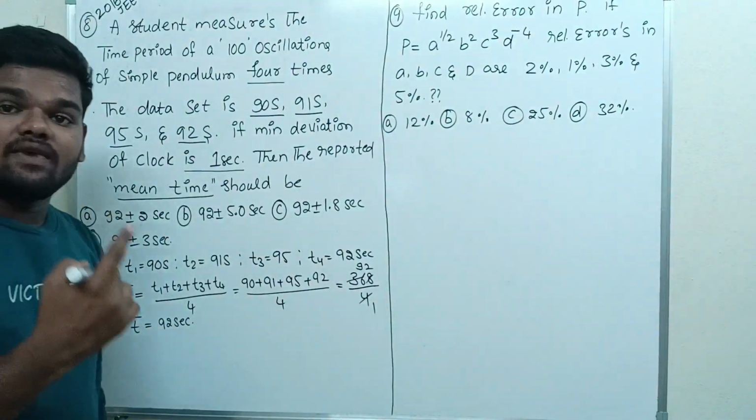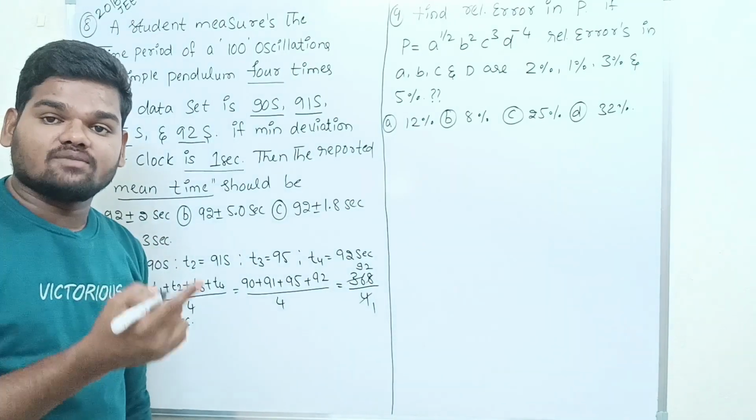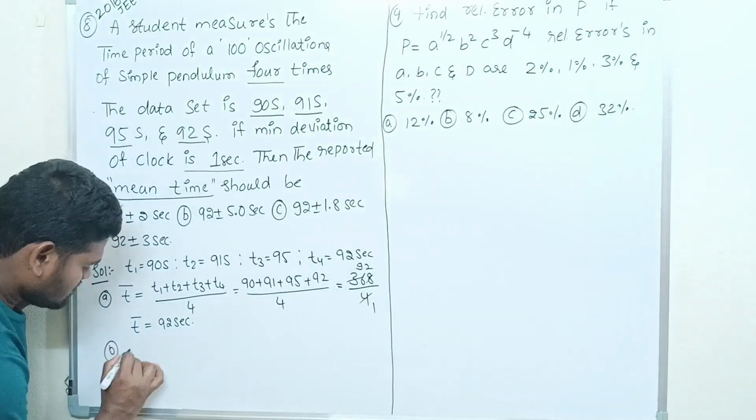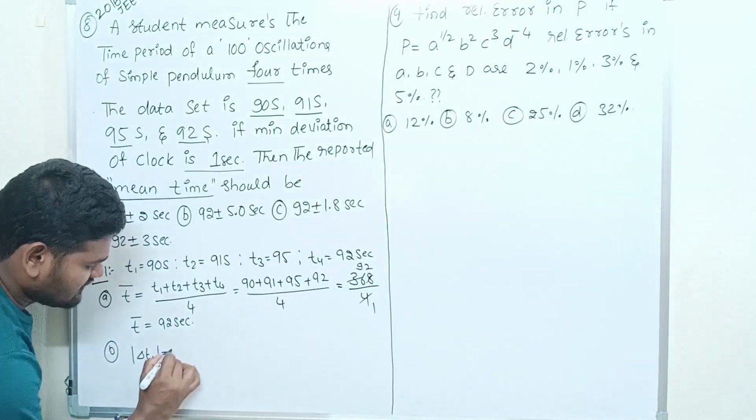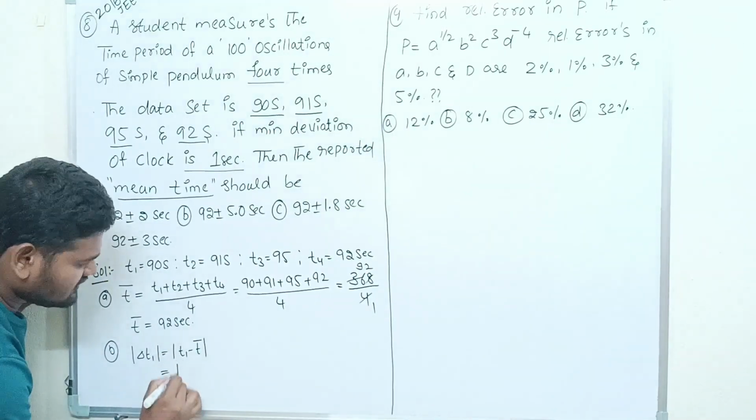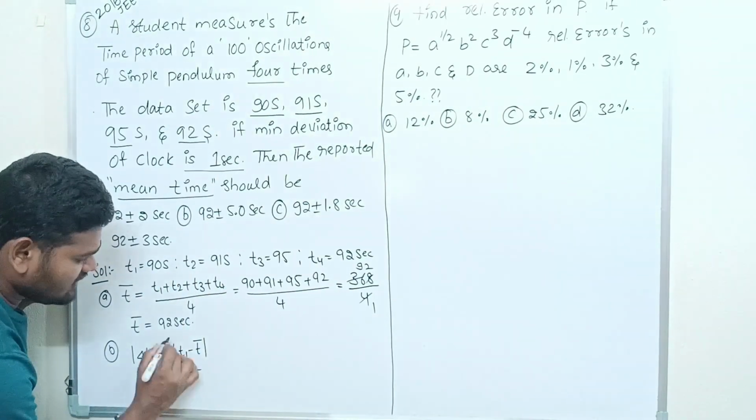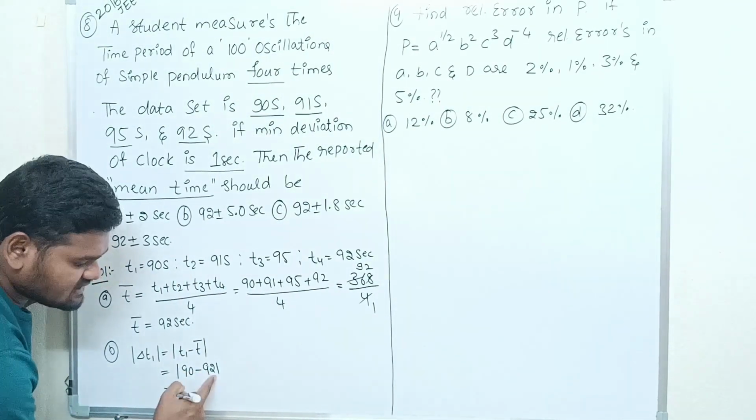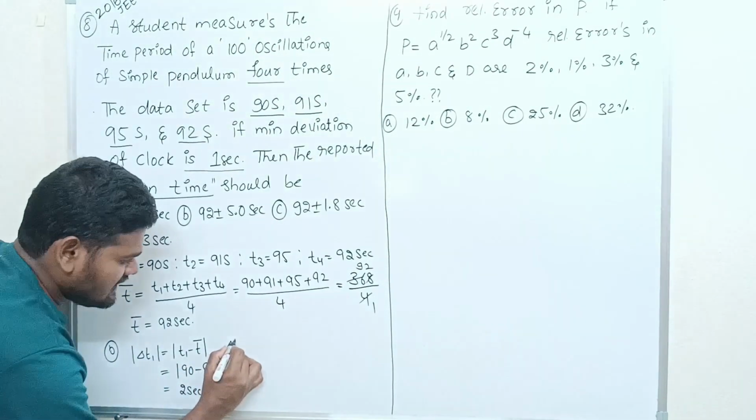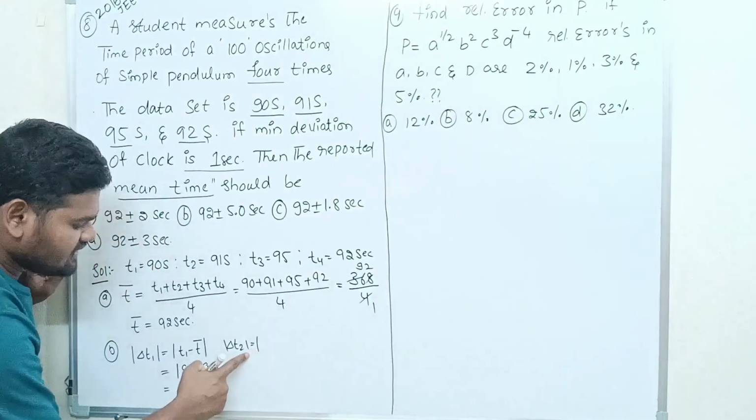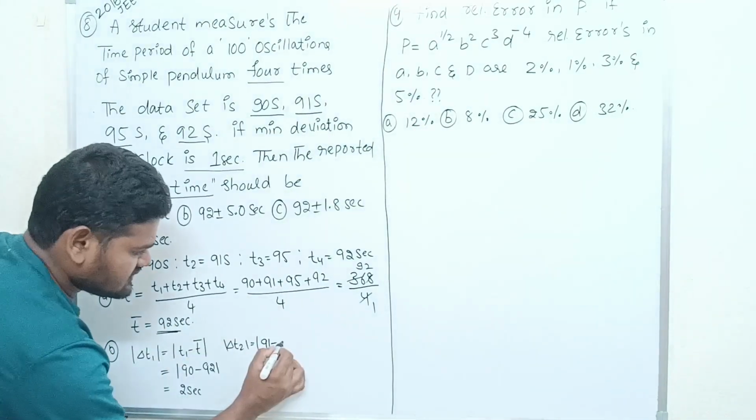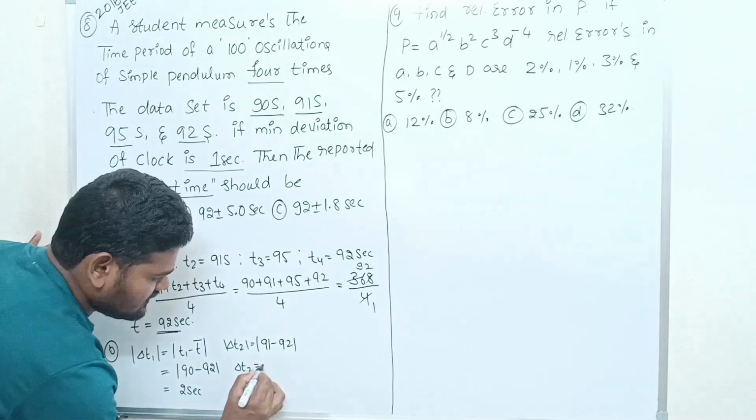Next, we have to find the mean absolute error. Before finding the mean absolute error, we have to find the absolute error. The magnitude of delta T1 is equal to T1 minus T mean. T1 is 90 minus T mean, 92 seconds. So 90 minus 92 is minus 2 seconds. In mod, it becomes 2 seconds. Next, delta T2 is equal to T2 minus T mean. T mean is 92 seconds. So delta T2 is 1 second.